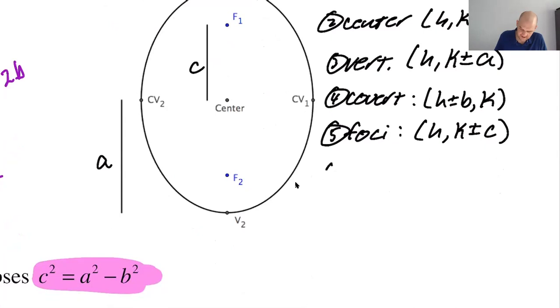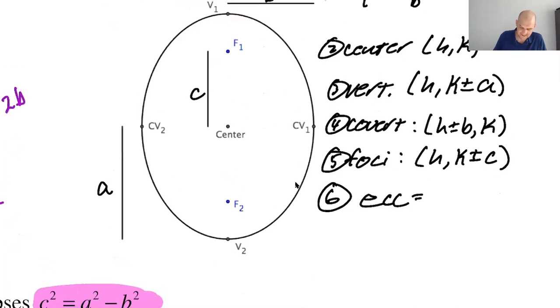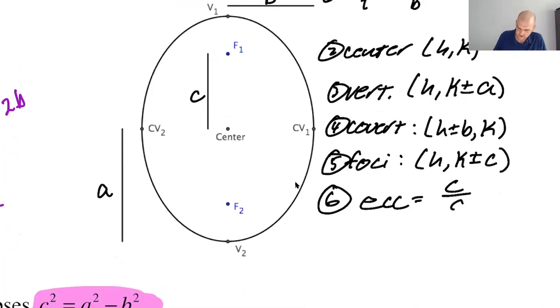The 6th thing is the eccentricity. Eccentricity is always c divided by a. So you memorize it for a circle, you memorize it for a parabola. Circle is 0, parabola is 1. Eccentricity of an ellipse or a hyperbola is c over a.